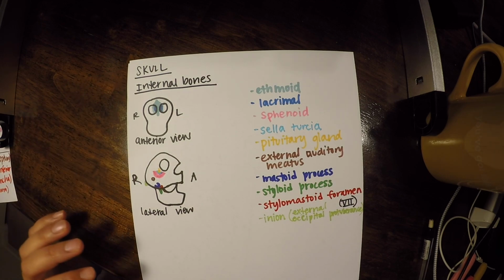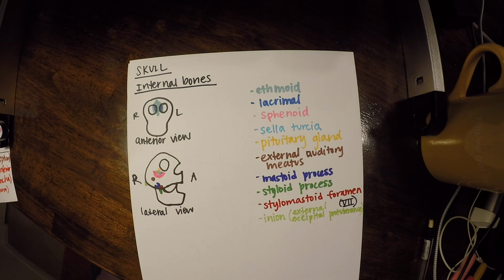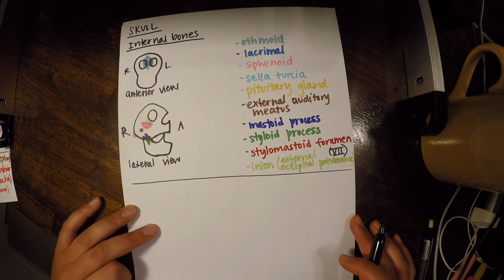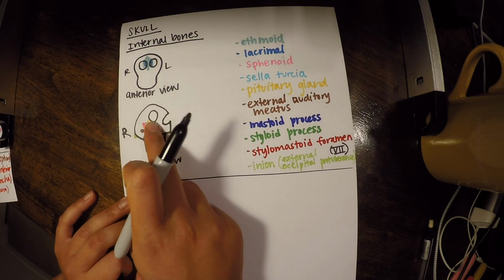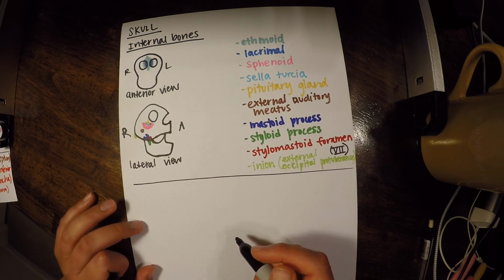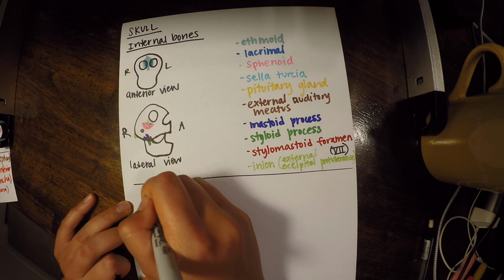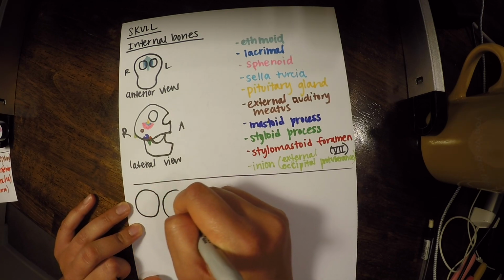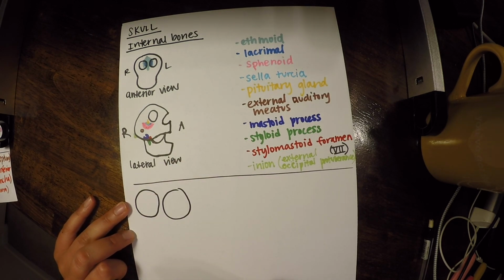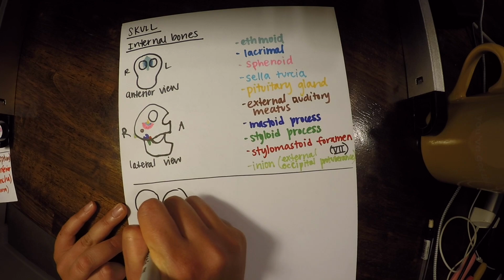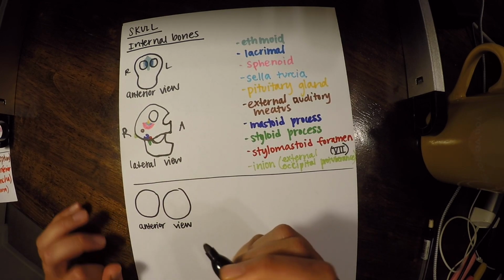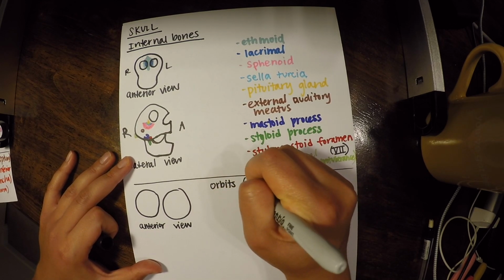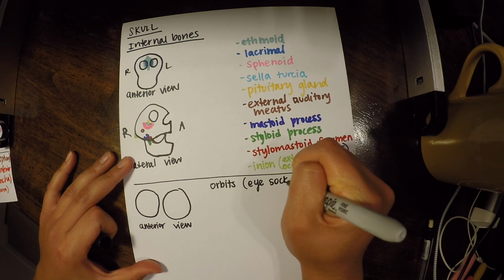Now let's continue taking a look at internal bones, but I'm going to draw a little line here just to separate things so we can keep it clear in our brains. And you know how we have these little eye sockets? Well, I'm going to give you an anterior view of these. They're eye sockets, but they're actually called orbits. So I'm going to give you a view of them a little closer together than they usually are. So this is going to be an anterior view of orbits, or eye sockets.